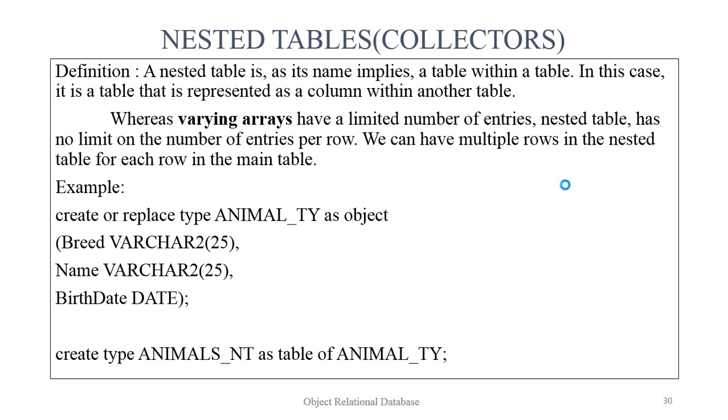Next concept is about nested tables. This is the second type of collections. A nested table is, as its name implies, a table within a table. In this case, it is a table that is represented as a column within another table.